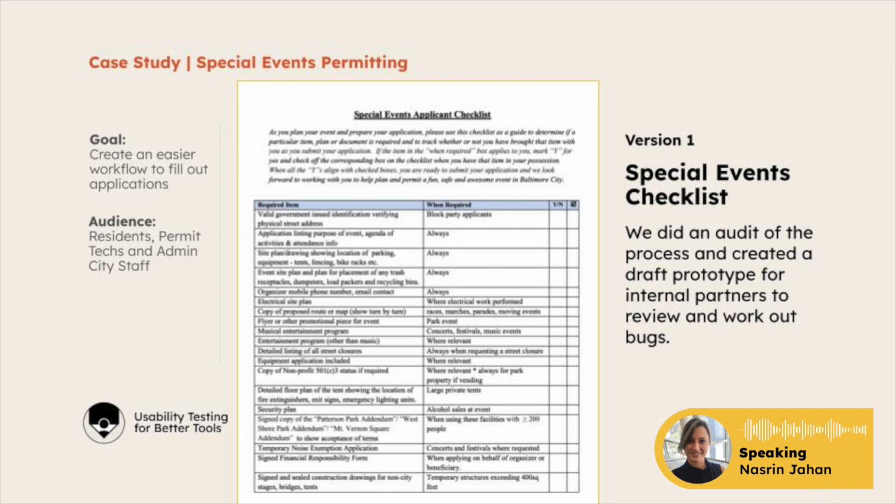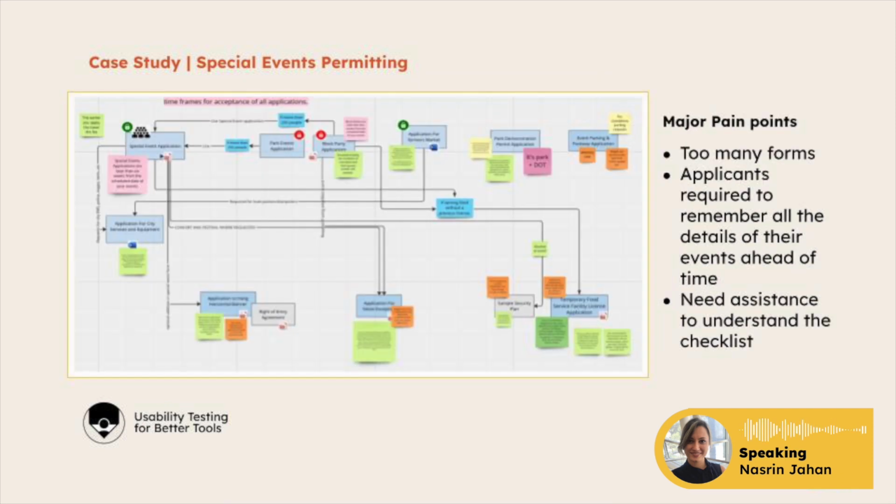We came to know that this was helpful for a lot of people, but it still had some pain points. You don't have to know all the details, but this was the type of knowledge you need to fill out those forms, and to know what form you need to fill out. When we did the heuristic review, we found that there were too many forms, and applicants were required to remember a lot of details about their events ahead of time, relying on their memory. Even with the checklist, they needed assistance from the DOT permit technician, scheduling a call to understand the checklist, and then finding and filling out the form.